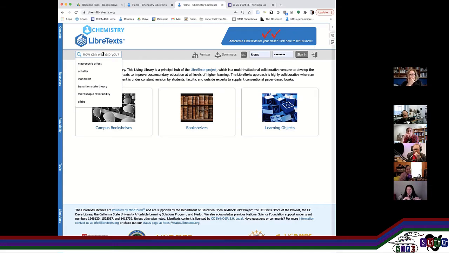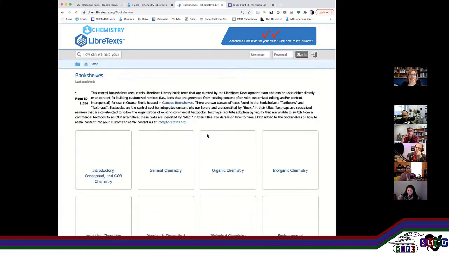That's one way I figure out which pages I want to be wasting my time looking at to see if they're good, because as you saw, there's a lot of resources that will come up if you type in octet rule. The other thing, I just want to direct your attention to the bookshelves.